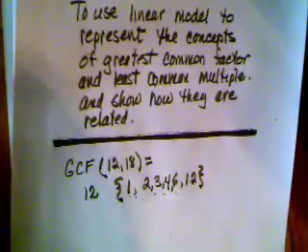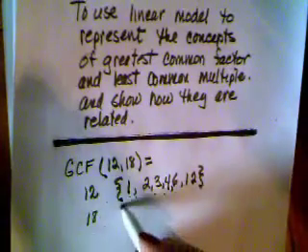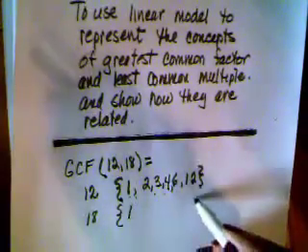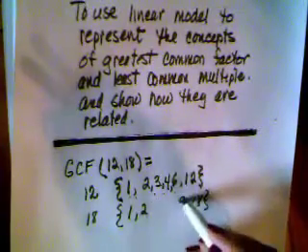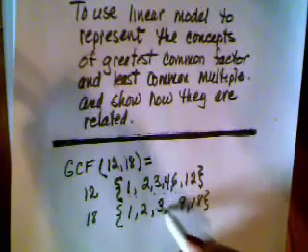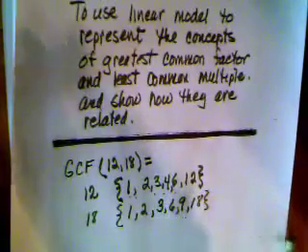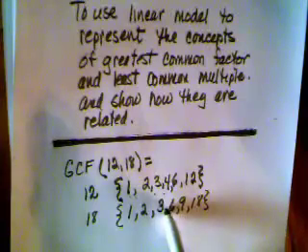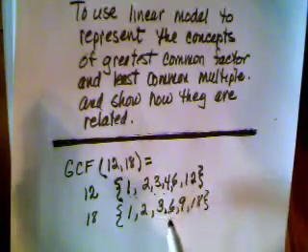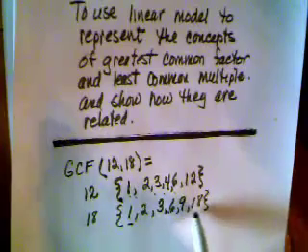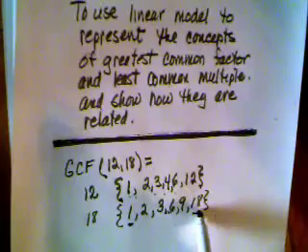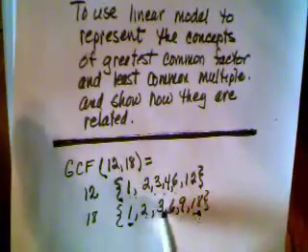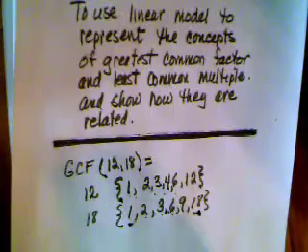Remember, when we are listing the set of factors, we use set braces and we use commas to separate the elements of the set. For 18, 1 and 18, 2 and 9, 3 and 6. So all we have left to try would be 4 and 5. So when we write them as pairs, always starting with 1 and the number itself, we can narrow down until we're sure that we haven't left any of the factors out.